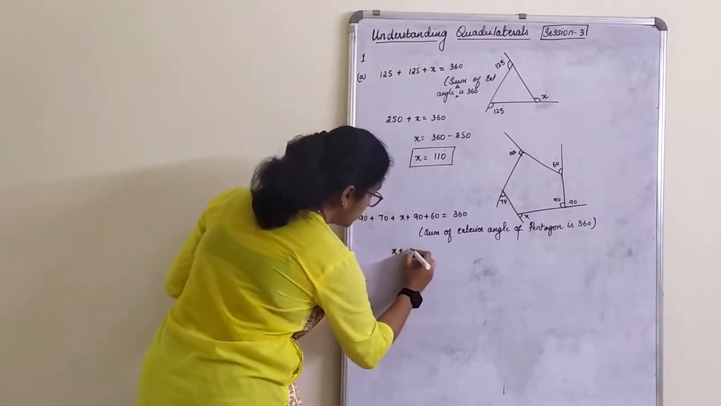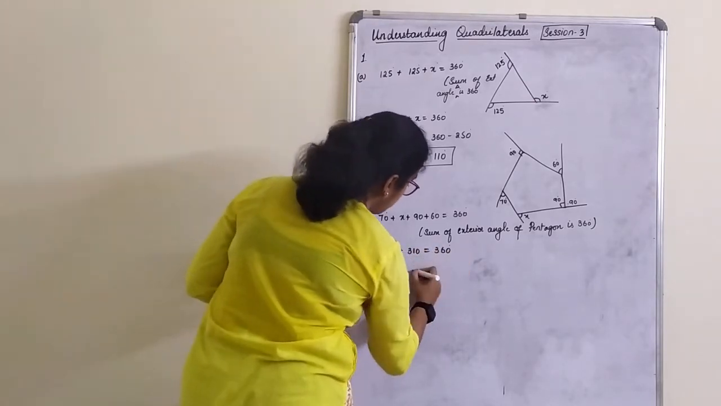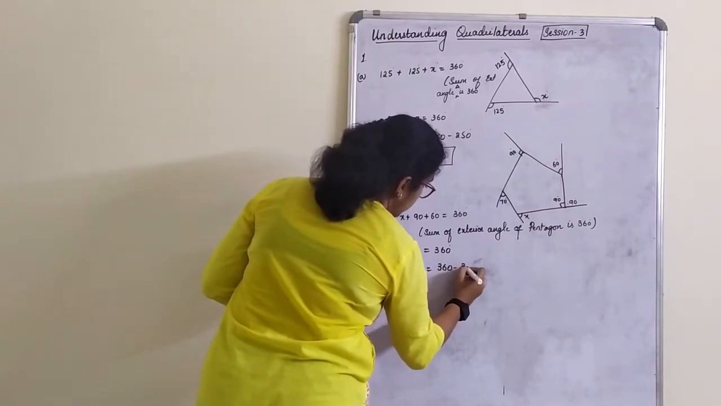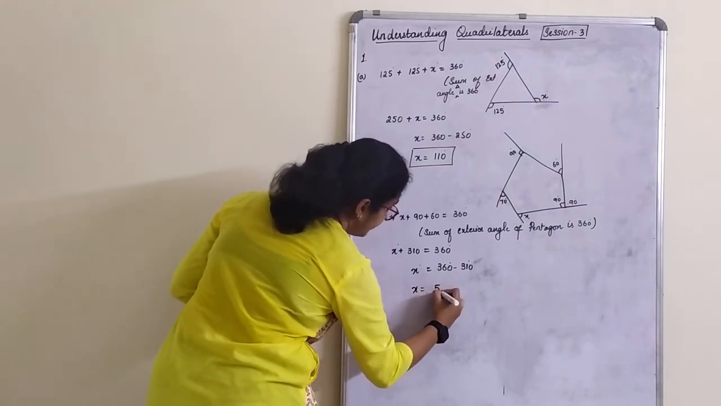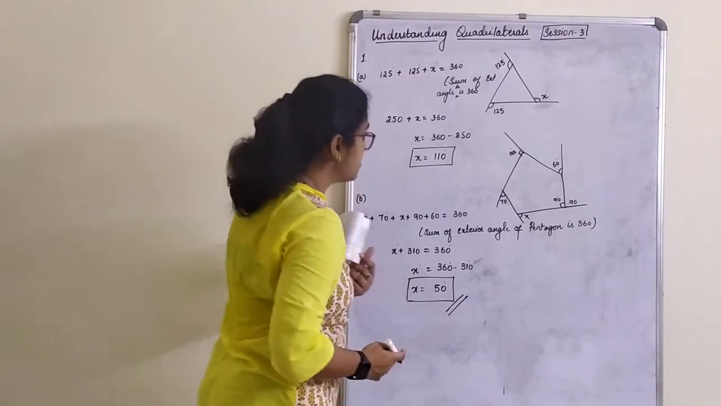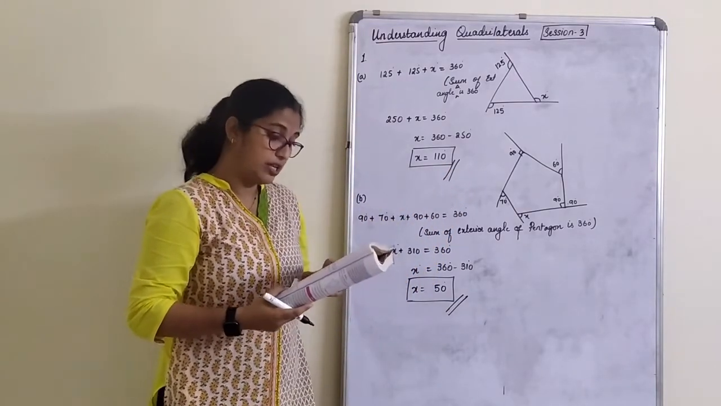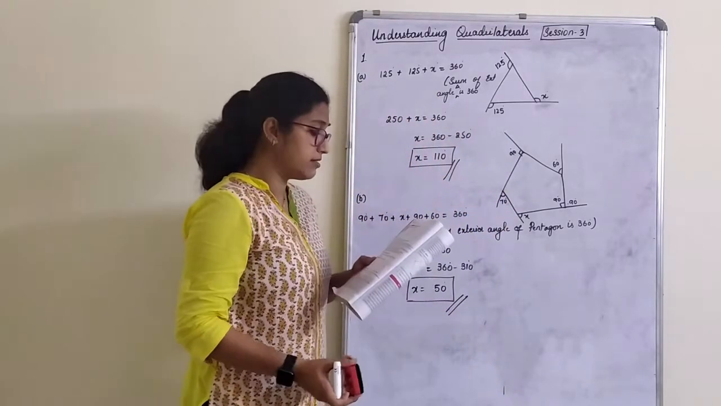So x plus 310 is equal to 360. x is equal to 360 minus 310. x is equal to 50 degrees. Over. This is how we calculate the sum of exterior angles of a given figure where one angle is unknown. Quickly, we'll begin with the next one. It's a very small exercise.